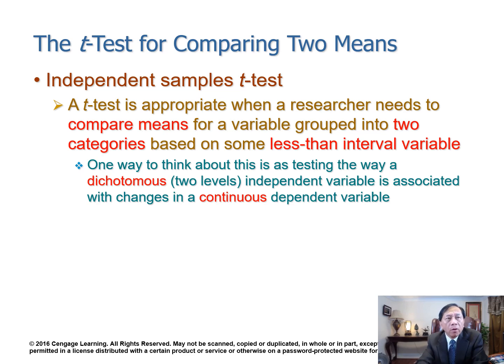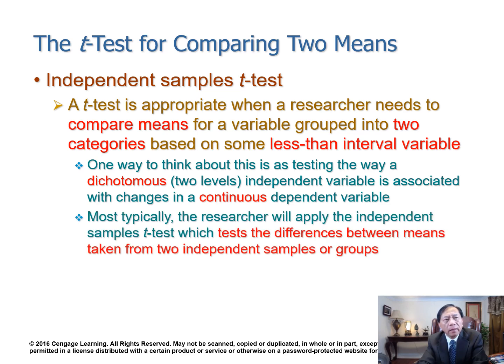Okay. One way to think about this is testing whether a dichotomous independent variable, with two levels, is associated with changes in a continuous dependent variable between, for example, male and female, right? Young and old, or any other variables. That's the independent variable, just dichotomous, okay?